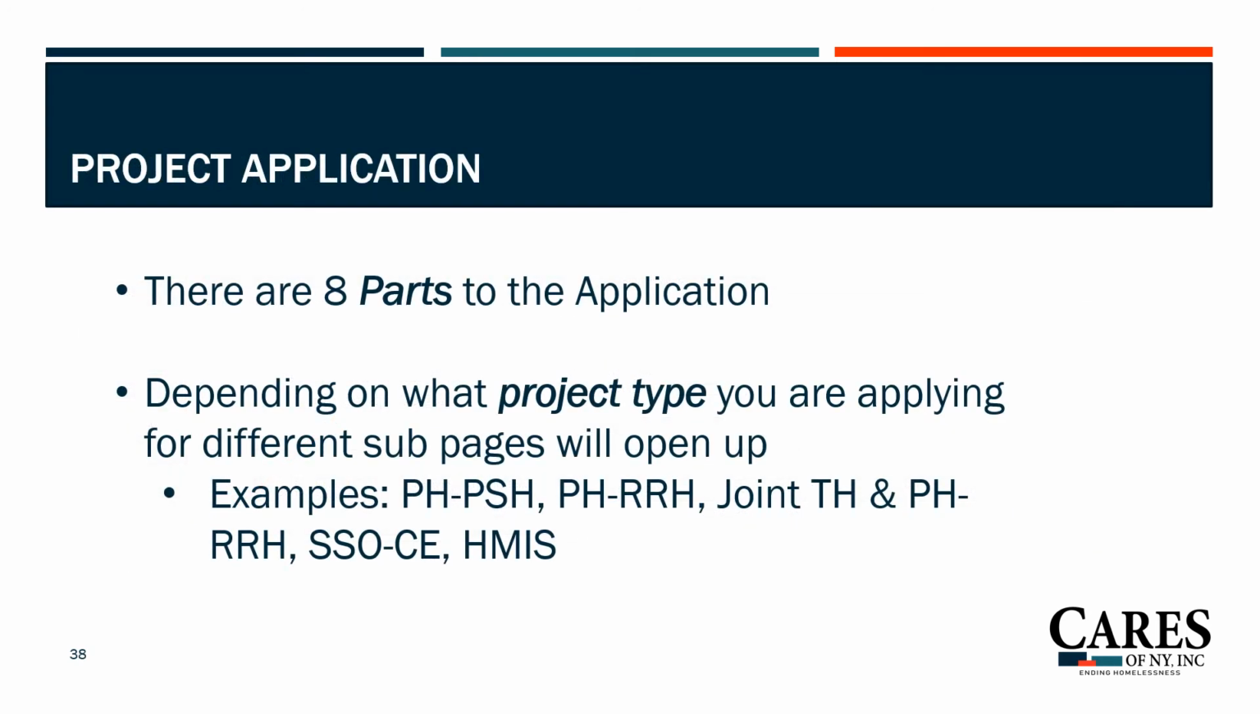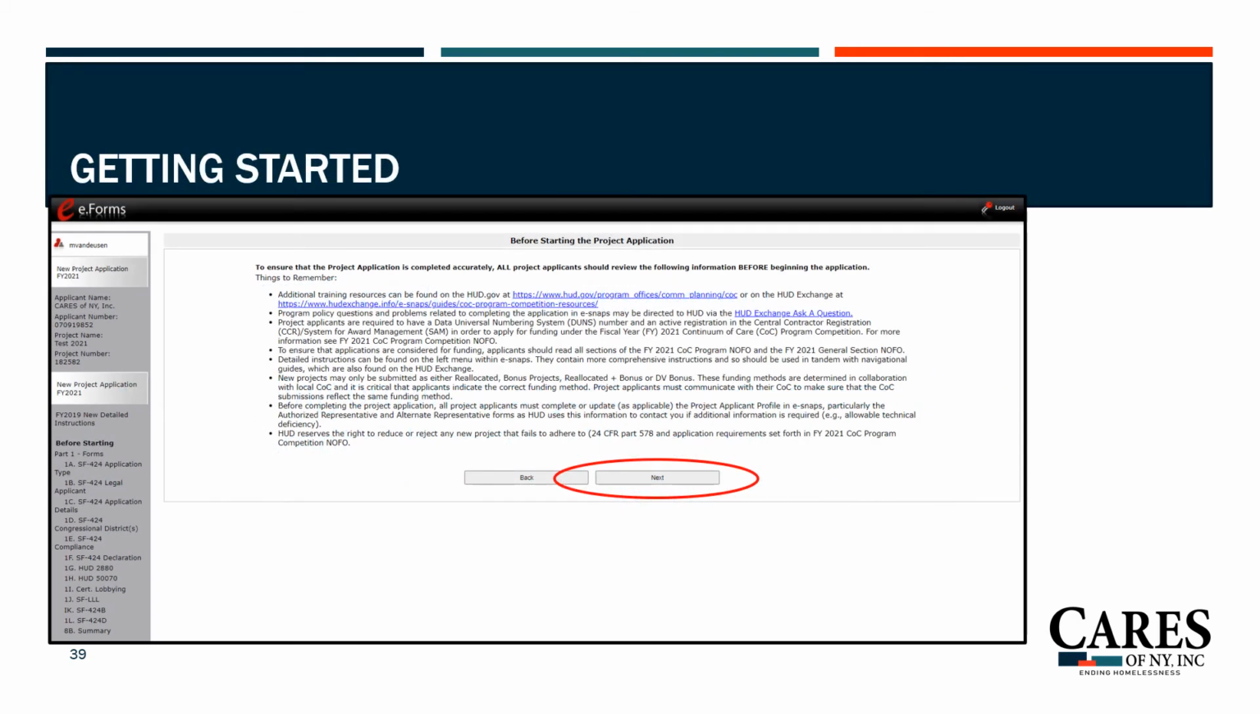Each application has 8 parts to it. Depending on what project type you are applying for, different sub-pages will open up under each part of the application. This is the first screen you'll see when you begin the application. At first, you are only going to be able to see Part 1 of the application. You must complete Part 1 in order for Parts 2 through 8 to open up. I will show you the screen progression for Part 1, and eventually you will see how Parts 2 through 8 open up.